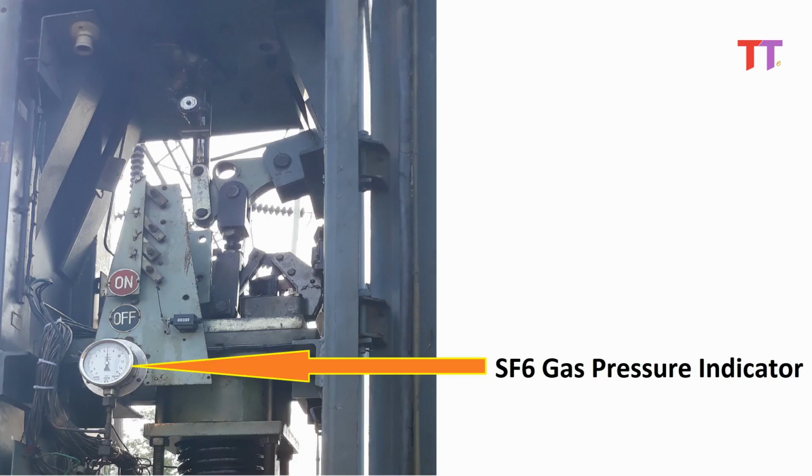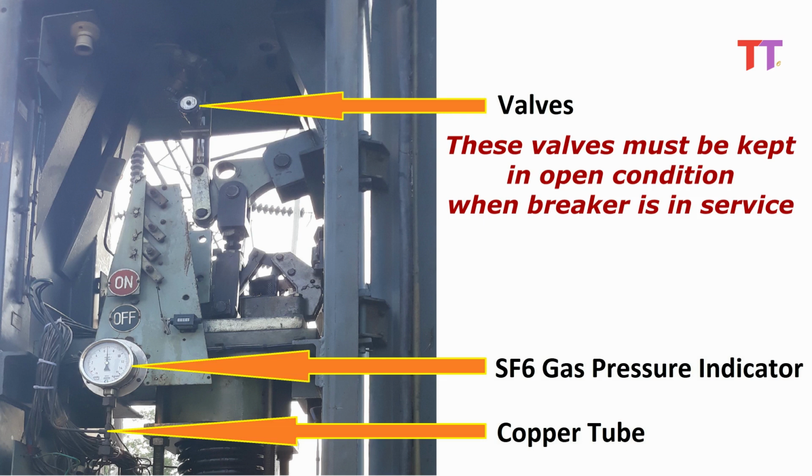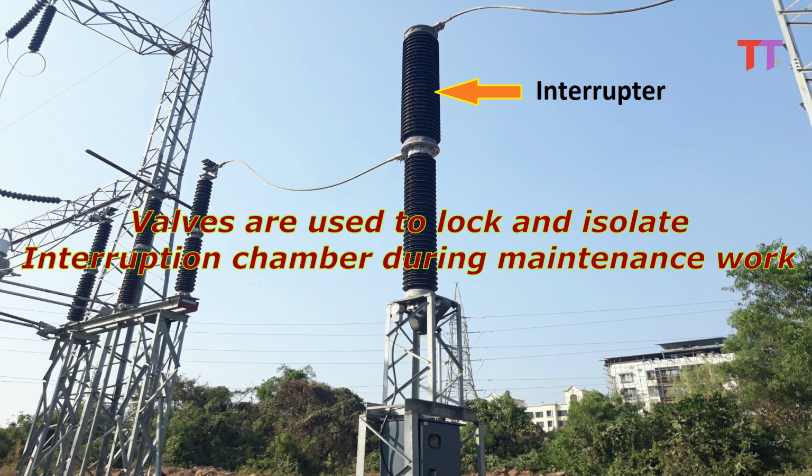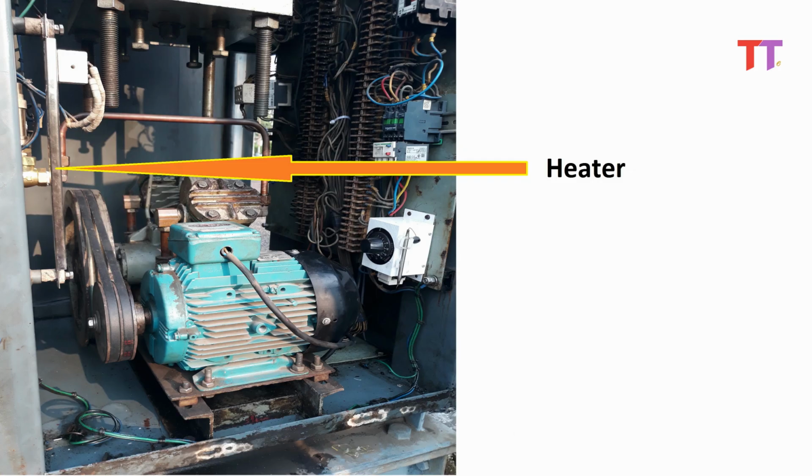This is SF6 gas pressure indicator. This is copper tube which carries SF6 gas to interruption chamber. If we trace this tube we can see that this tube goes inside interruption chamber through these valves. These valves must be kept in open condition when breaker is in service. These valves are used to lock and isolate interruption chamber during maintenance work. By closing these valves, SF6 pressure inside interruption chamber is maintained and rest of the copper tube can be changed in case of leakage.